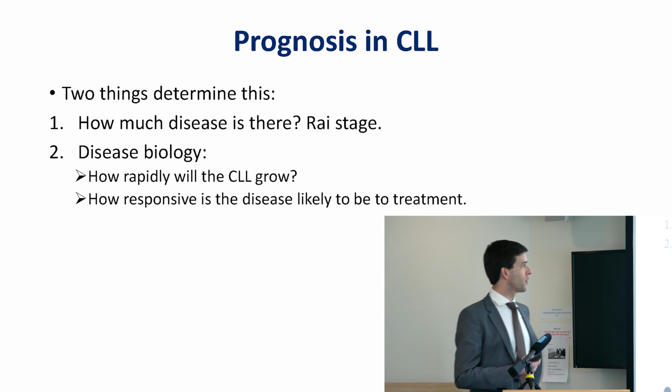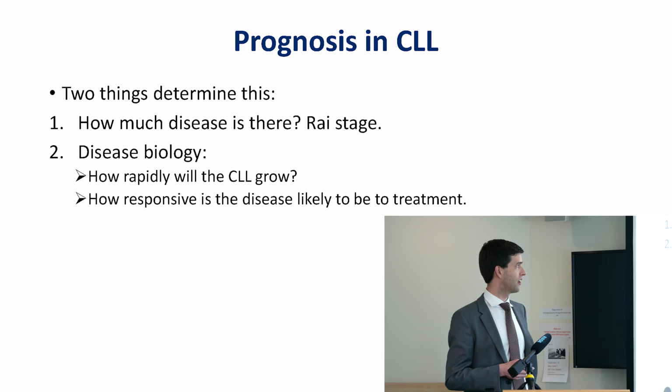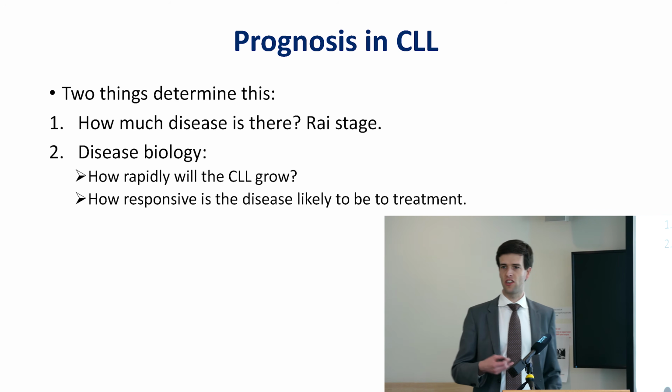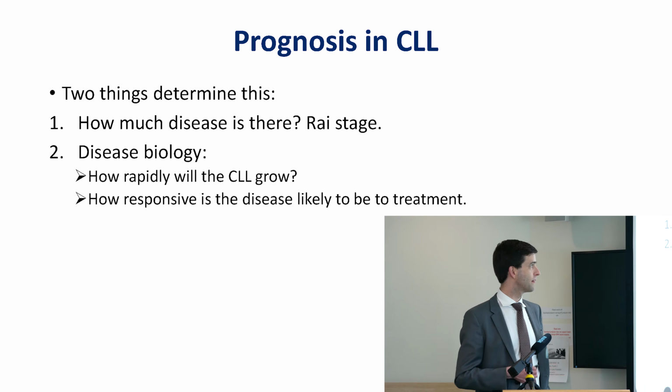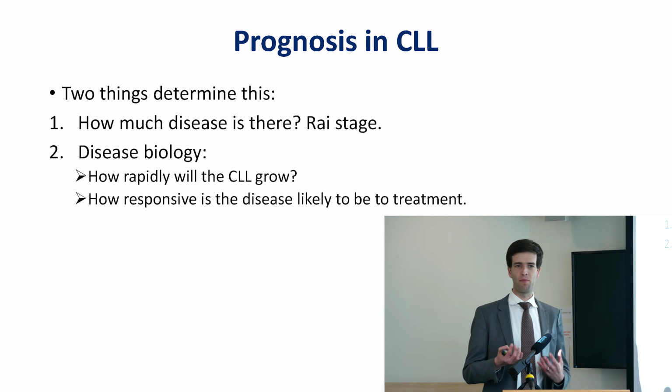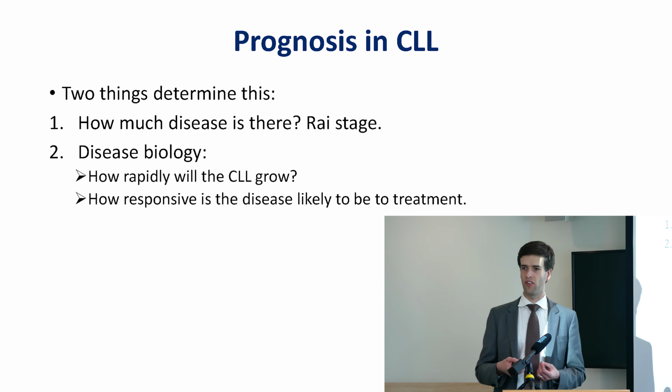So how do we determine someone's prognosis in CLL? The first thing is this so-called RAI stage. There's another staging system called the Binet stage, which they mostly use in Europe. So that tells us how much disease there is. Is the disease causing the patient any harm? The second thing is the disease biology.